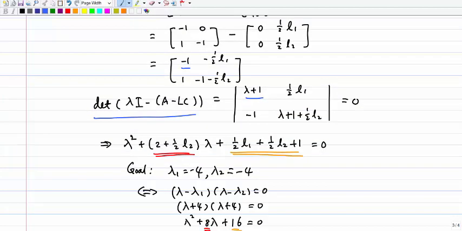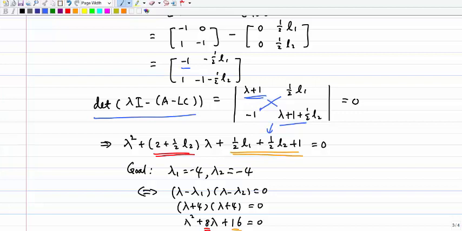If you compute the determinant, it is this entry times this entry, minus the product of the off-diagonal entries. If you clean that up a little bit, you have lambda squared plus 2 plus 1 half L2 lambda plus 1 half L1 plus 1 half L2 plus 1 equal to 0. That's what this gives you.